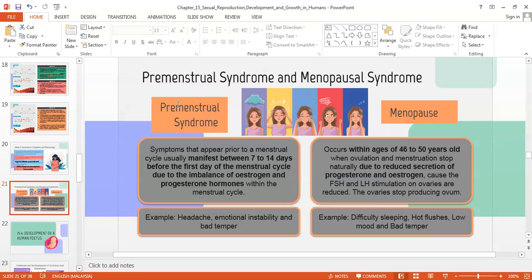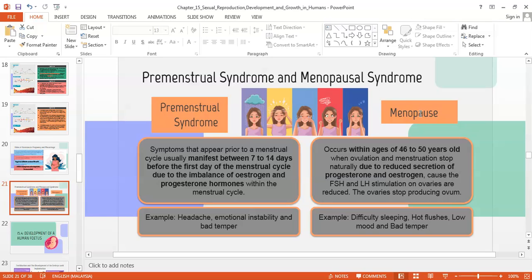Okay, and the last one, premenstrual syndrome. Premenstrual syndrome ni berlaku, saya bagi tahu secara senang sikit, disebabkan imbalance of the hormone estrogen and progesterone. Tapi hormon tu masih lagi tinggi, masih lagi dalam keadaan yang betul. Cuma imbalance. Maksudnya mungkin progesterone terlebih, ataupun mungkin estrogen terlalu kurang, ataupun mungkin estrogen terlalu lebih.